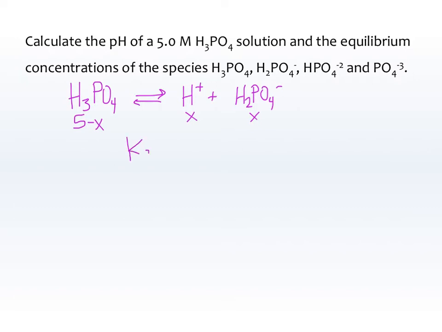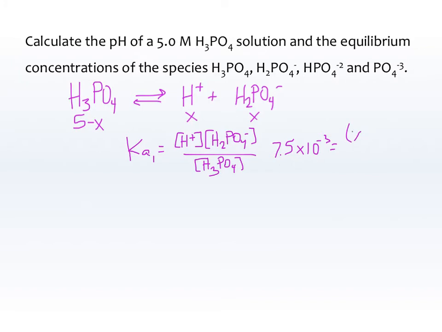Now your equilibrium expression for Ka1 is H plus times H2PO4 minus over H3PO4. And on the chart that was 7.5 times 10 to the negative 3 is equal to x squared divided by, make this approximation, 5. So I'll multiply by 5 and then take the square root. I end up with x is equal to 0.194. And then based on this equation, that's going to be H plus and H2PO4 minus.